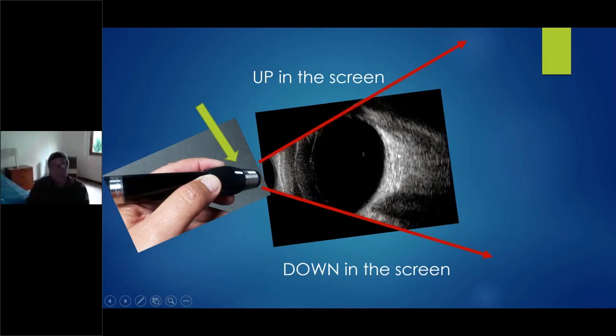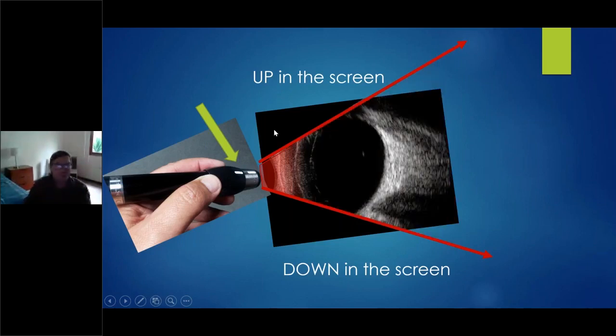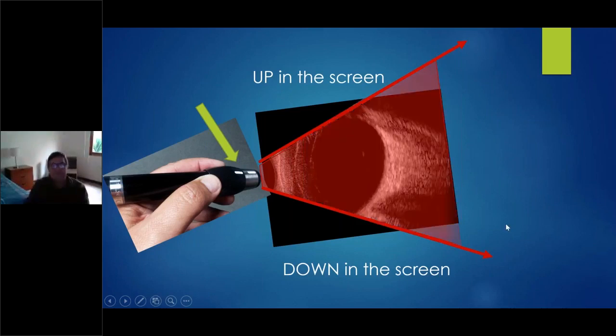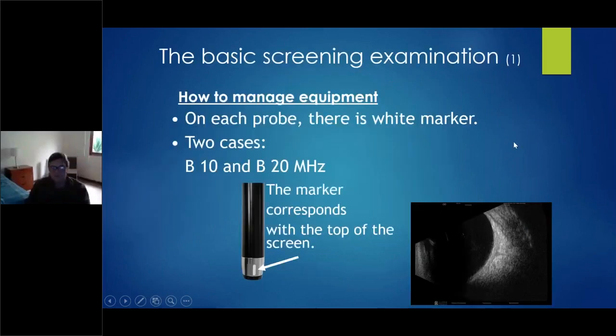facing this point here, will be up and down. Can you understand that? It's very easy, because if you keep your mark superior or nasal, pointing superior or pointing nasal, you will always have the same images, and it's very easy to understand which part of the eye or the orbit you are examining. The marker then corresponds with the top of the screen.